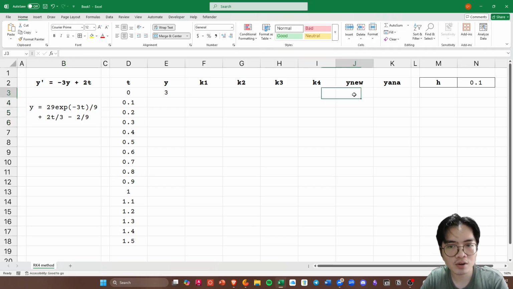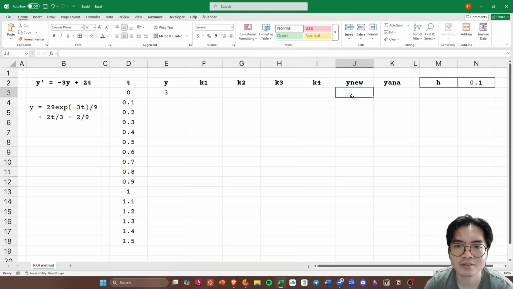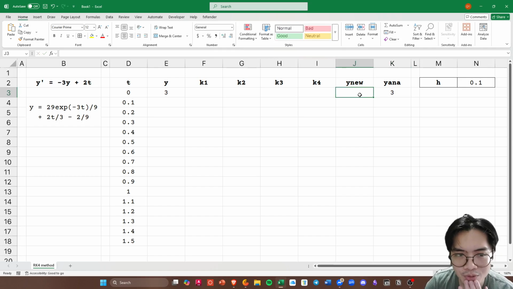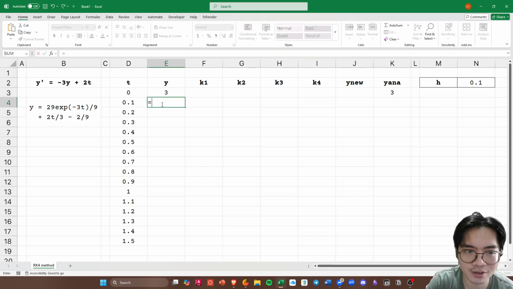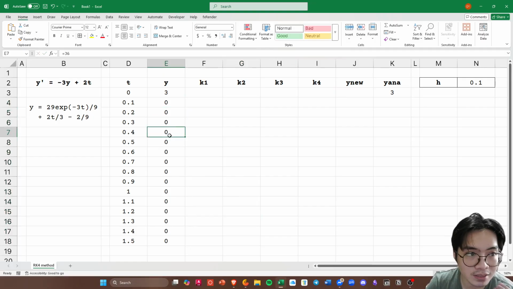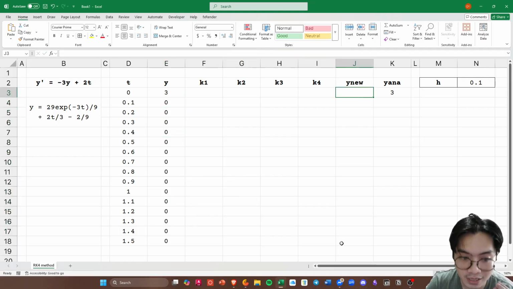Kung ano man yung new dito, yun ang ating gagawin. Right? Kung ano yung new dito, yun yung ilalagay natin na value here. So this will be this. And then we can drag this down so that we can reference the new values from here.